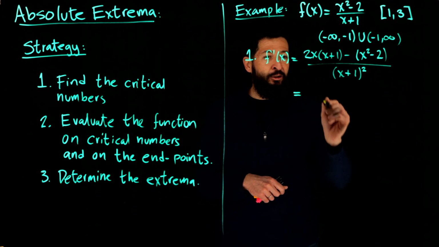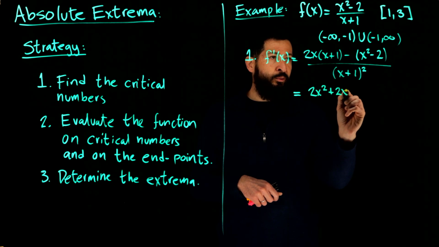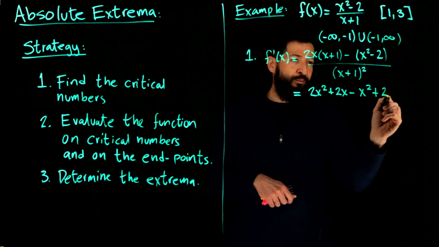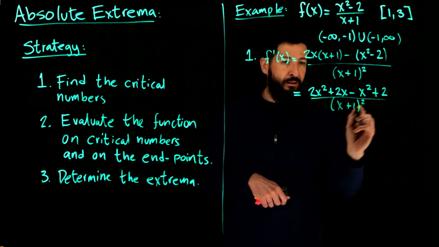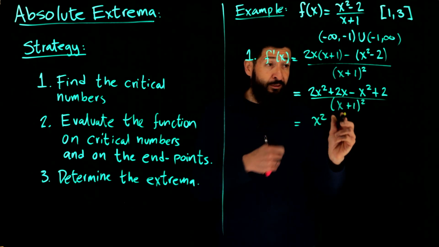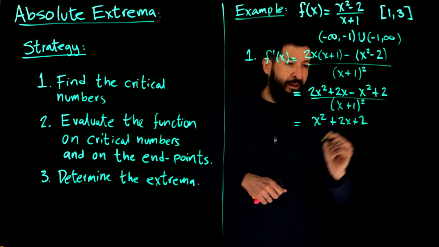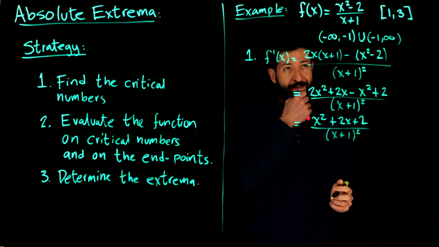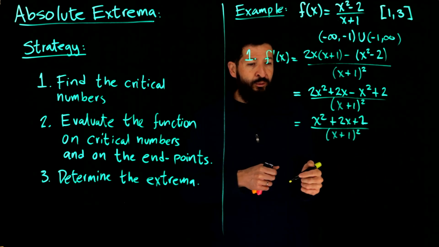So let's simplify it a little bit. Distribute the 2x, we get 2x squared plus 2x minus x squared plus 2, all over (x plus 1) squared. Where we get 2x squared minus x squared, x squared plus 2x plus 2, my bad, all over (x plus 1) squared. So now you can look at this function and try to factor it when you set it equal to 0.